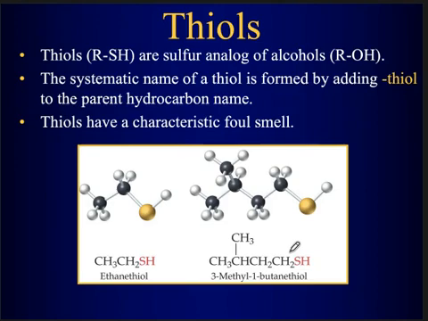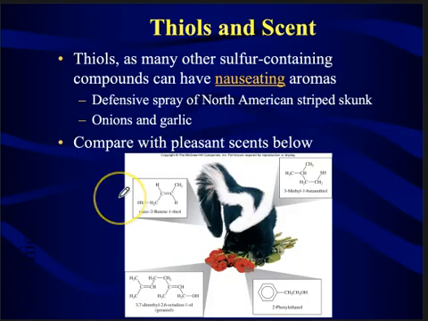Now what's special about these thiols is that they have a characteristically foul smell. When you think of sulfur smelling bad, it's these thiol groups that smell terrible. So what do I mean by smelling terrible? It's in the defensive spray of the North American striped skunk. That terrible skunk smell that you get when a skunk gets scared is a thiol group. It's also the not pleasant smell of onions and garlic, which have thiols. So anything that has a thiol group is not going to smell very pleasant.